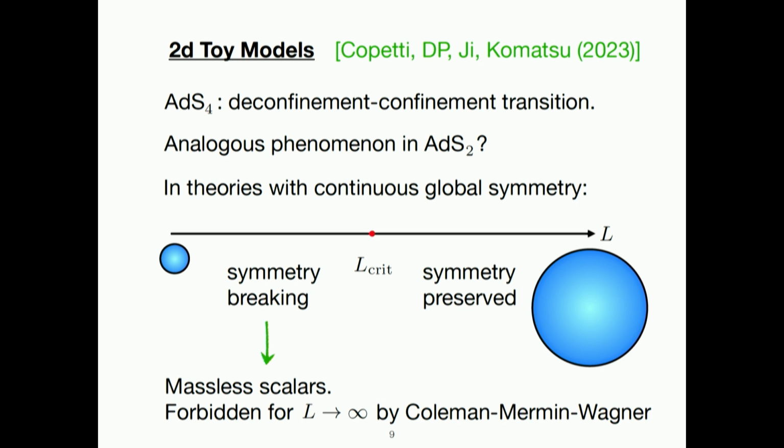However, we know from the Coleman-Mermin-Wagner theorem that this symmetry breaking phase cannot survive all the way to infinite L, because in flat space these Goldstone bosons cannot be present. So we have a similar setup in which we need to transition from this symmetry breaking phase with gapless degrees of freedom to some gapped phase where the symmetry is preserved. These are the toy models that we considered.